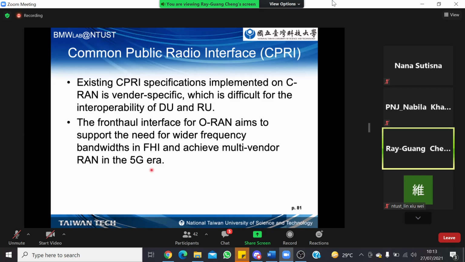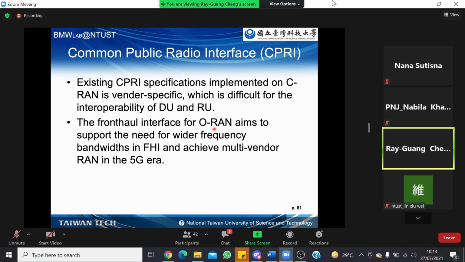We have mentioned CPRI. CPRI is the Common Public Radio Interface. But the problem is that the existing CPRI interface implementation is vendor specific, so it's not possible to do interoperability of DU and RU. Fronthaul interface.